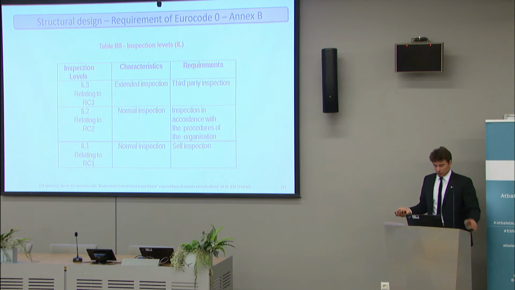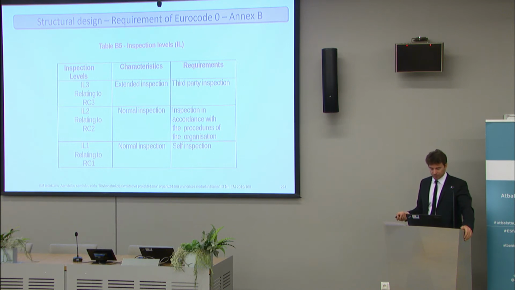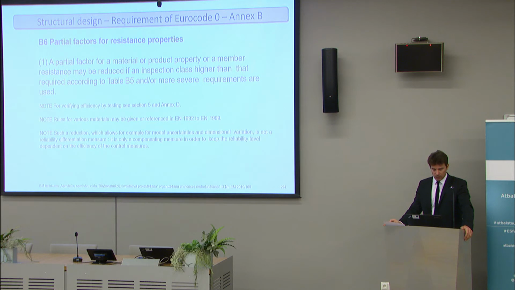According to Eurocode, you can have this supervision of the execution done by the same organization that makes the design, in the case of the lowest and least important reliability class. Okay, and here are also the partial factors for resistance properties. The partial factor for a material, product or member resistance may be reduced if an inspection class higher than that required according to table B5, or more severe requirements, are used.